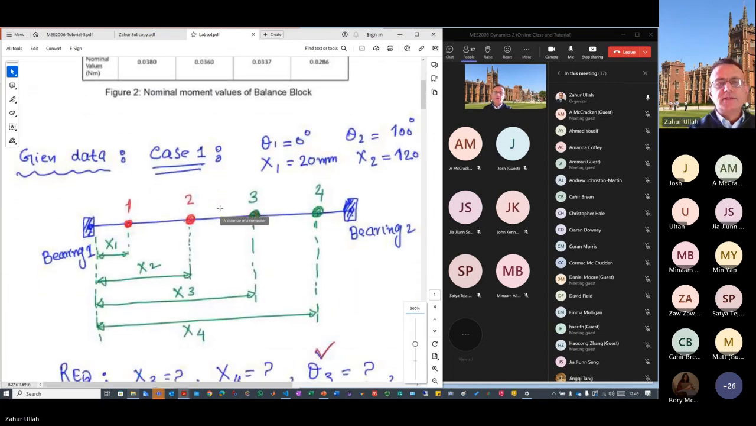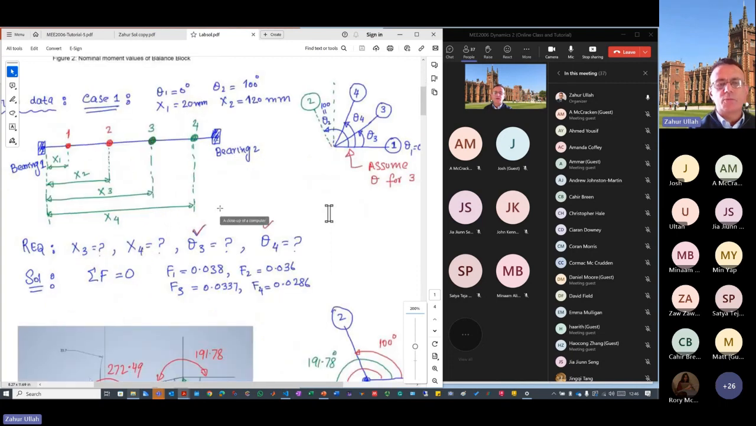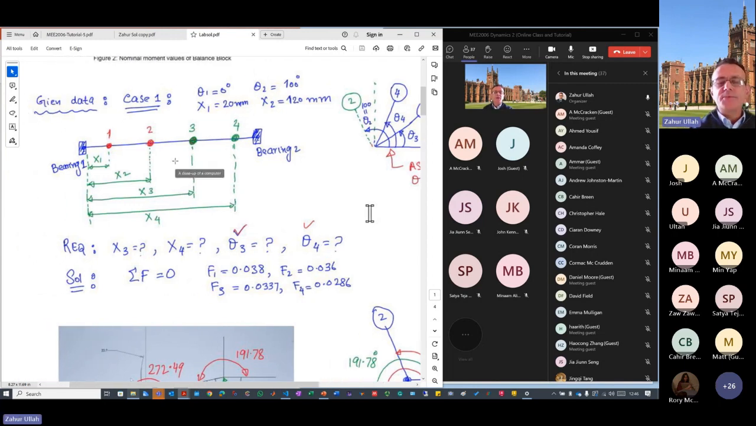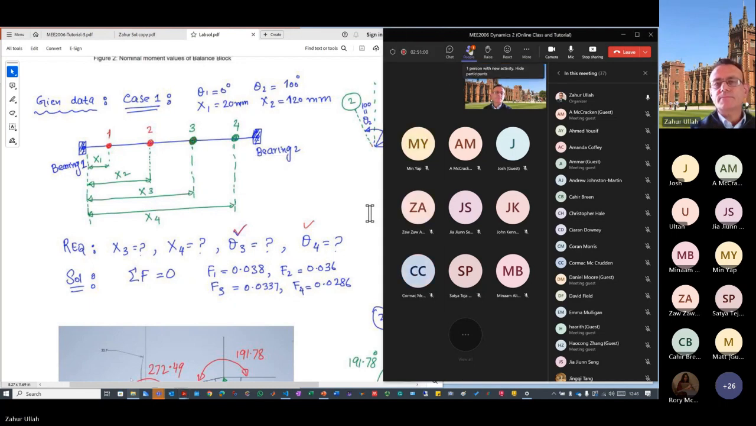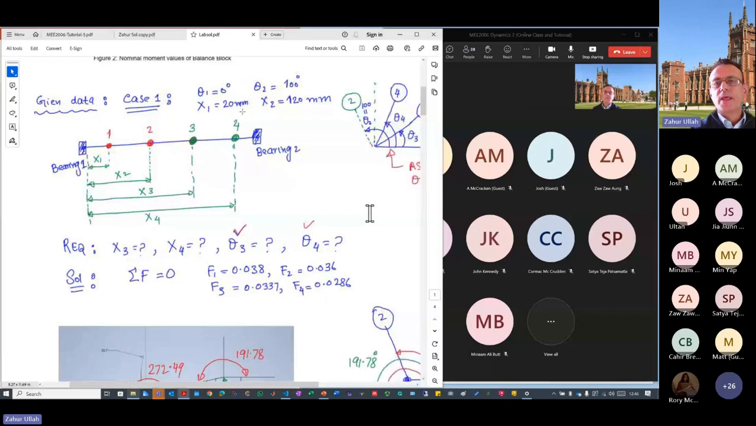Is the question making sense, what you need to do? You need to calculate x3 and x4, and theta 3 and theta 4. So these 4 are the unknowns. If you do the calculation, in this case I'm showing that x3 is bigger than x4, and x3 is bigger than x2, and x4 is bigger than x2 or x3. But it can be anything. For example, in this case, if you do the calculation, maybe x3 will be even smaller than x1. It will depend on your calculation.